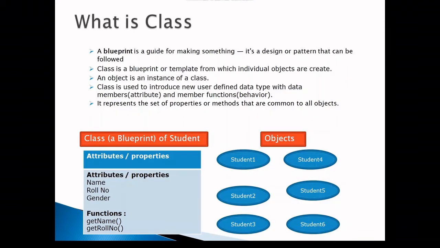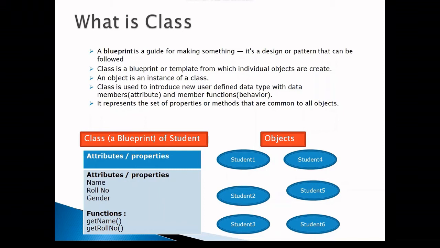So what is this template or blueprint? A blueprint is nothing but a guide for making something. It's a design or pattern that can be followed. For example, I have a blueprint of a building, so I can create a building from that blueprint. I can create another building by using that blueprint. So in short, if I have a blueprint, I can create multiple objects from that blueprint, like multiple buildings from a blueprint of a building. Similarly, if I have a class, I can create multiple objects, or multiple instances, from that class. So class is a blueprint or template from which individual objects are created. An object is an instance of a class.